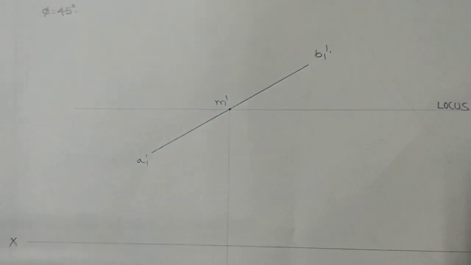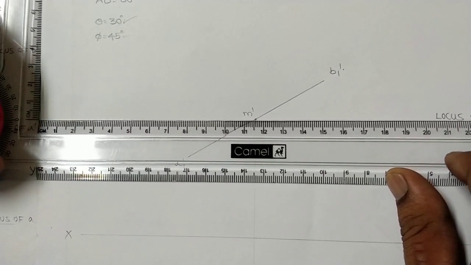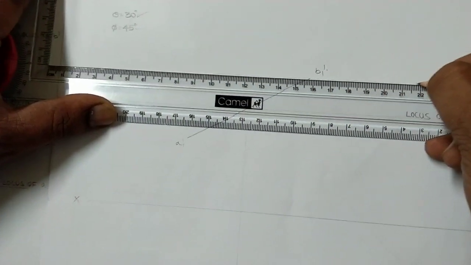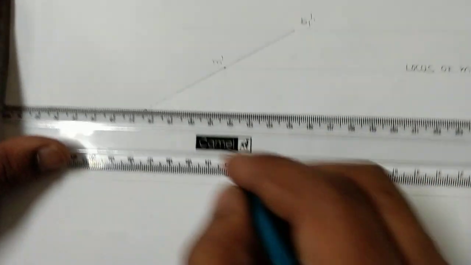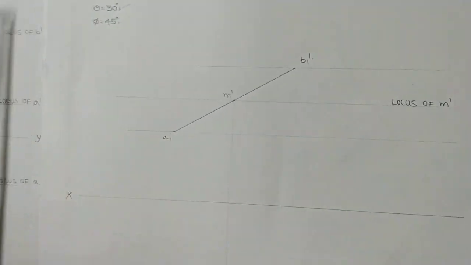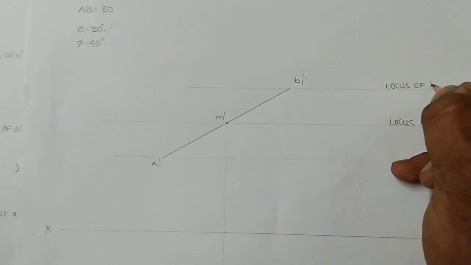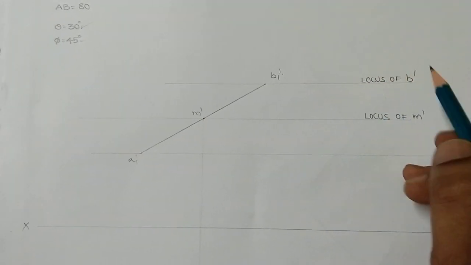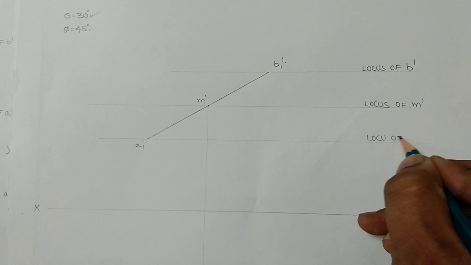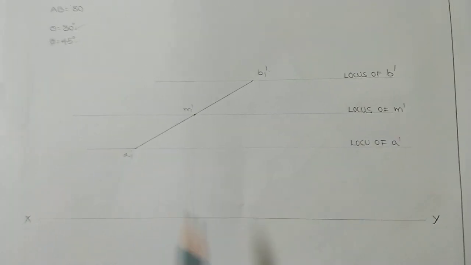So again we got points, so we should construct locus lines passing through these 2 points also. Here first locus line passing through B1 dash. Similarly, second locus line passing through A1 dash. Locus lines are always parallel to the reference line, that means horizontal line, and we can mention here this is locus of B dash, not B1 dash, because at the end of the problem we will be getting B dash on this line. Similarly, here we can write locus of A dash, because at the end of the problem we will be getting small a dash on this particular line.